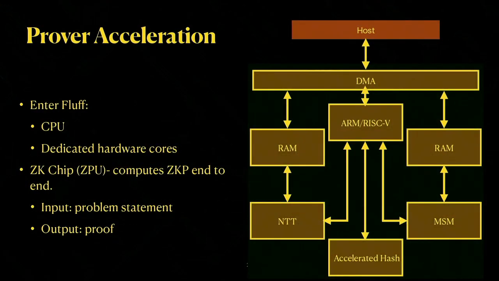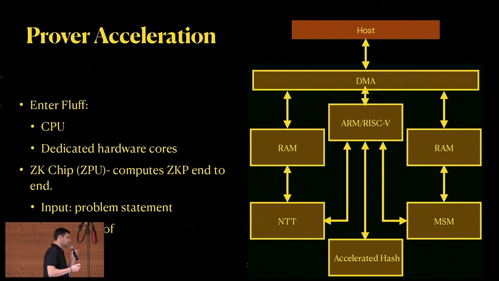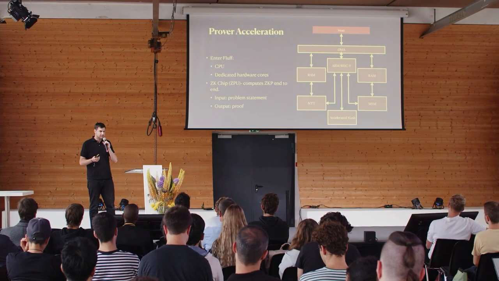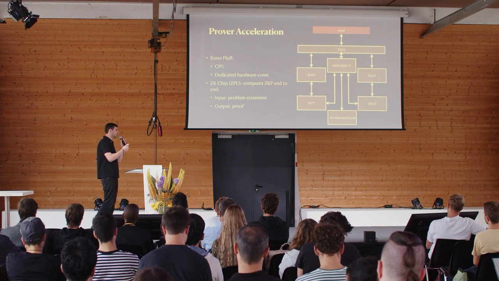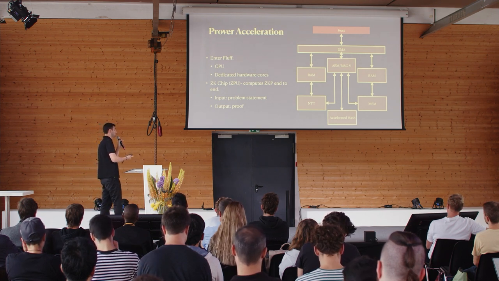So let's divide the fluff into two parts. One is some modules that we can accelerate. Here I'm going to use the example of a hash function, a ZK-friendly hash function that might benefit from acceleration inside of the fluff. Again, for some systems, this might be much more than 5%, but for our mental model, this is enough. And also for some field computations, let's add some CPU, like an ARM or RISC-V core. So now if we look at what we got, we basically have a chip that has ZK end-to-end. We just give it the input, the statement, the problem, and then we get as an output the proof itself.